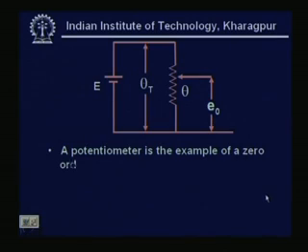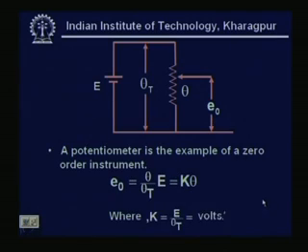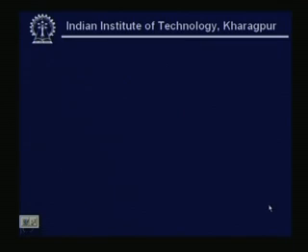A potentiometer is an example of a zero order instrument, and its equation looks like E naught equals theta by theta t multiplied by the supply or excitation voltage E, which is equal to k theta, where k equals E by theta t, which is in volts per radian. E is a constant, it does not depend on the position of the potentiometer. Theta t is the total angle; these are constant for a particular potentiometer. That is k equals E by theta t, in volts per radian, and this is the static sensitivity of a potentiometer.